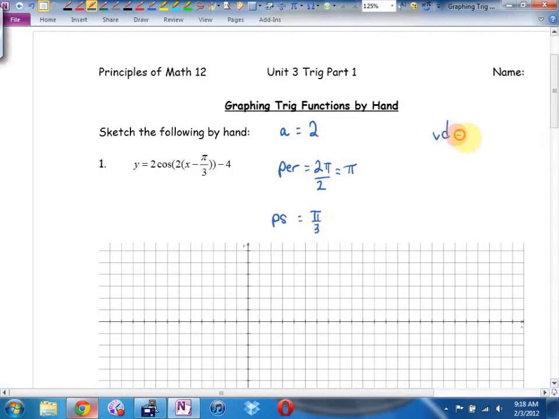We said that it's really easy to take the period and just divide it into 4 chunks because that tells you how far apart each middle, top, middle, bottom, middle, top, middle, bottom, middle, top, middle, bottom. So I actually write that. I always write down period over 4, which in this case is pi by 4.